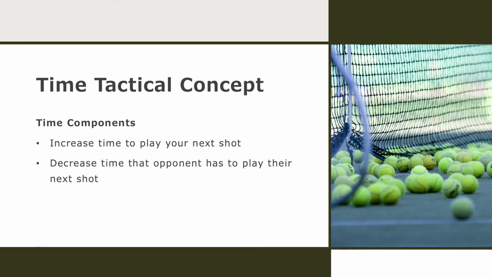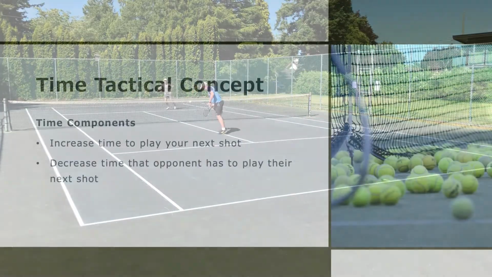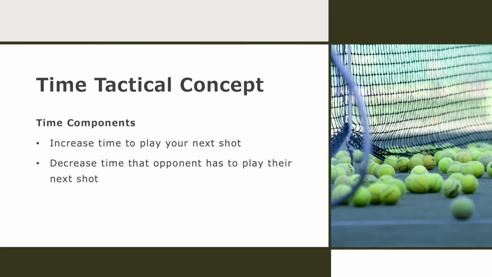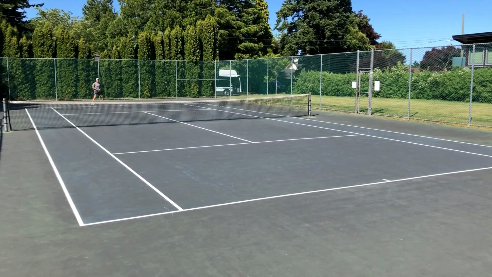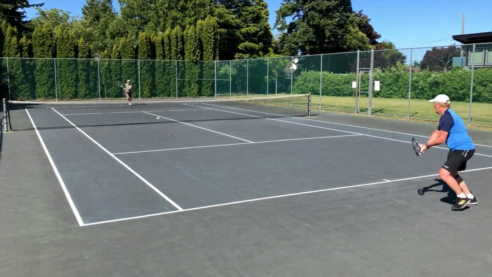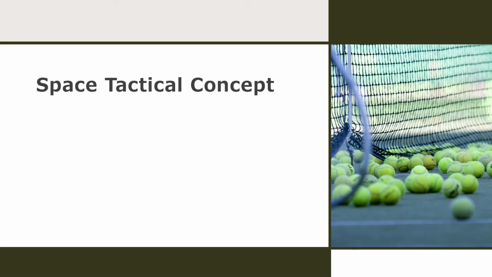And the other one is decrease the time that the opponent has. This often means that I learn to move into the court, take the ball before it bounces in order to take away the opponent's time because they haven't got that time to recover. Or later on, as my skill develops, I might be hitting the ball harder and that goes back quicker, therefore giving less time for the opponent to respond.